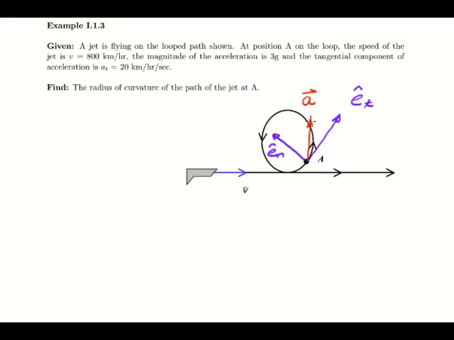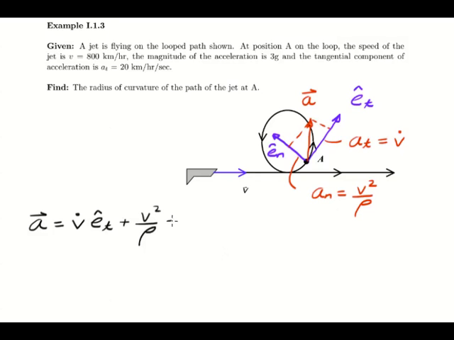But what we do know is that the projection onto e_t, that's going to be the tangential component a_t, which we know from class, that's the rate of change of speed, and the projection onto the unit normal e_n, that's the centripetal component, which we know is v squared over rho. So in terms of the path description, we have the acceleration A is the rate of change of speed, v dot, e_t. We have the centripetal component, v squared over rho, e_n.